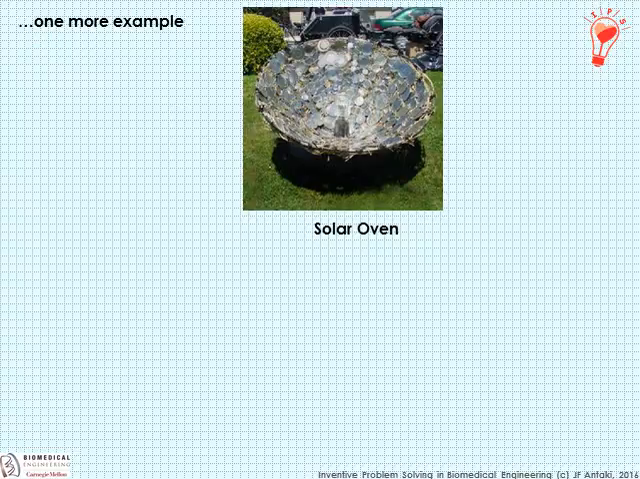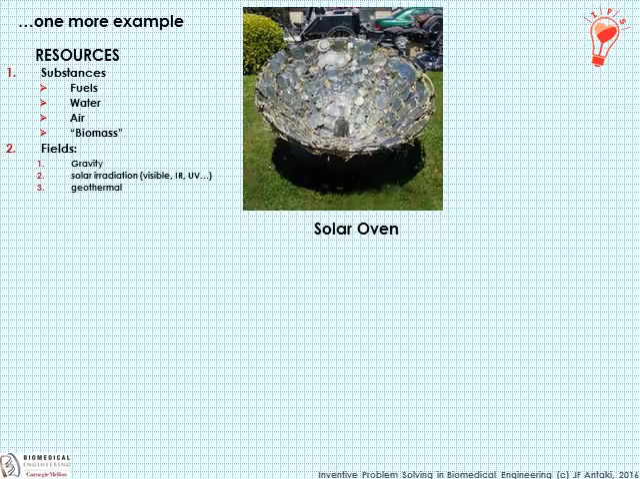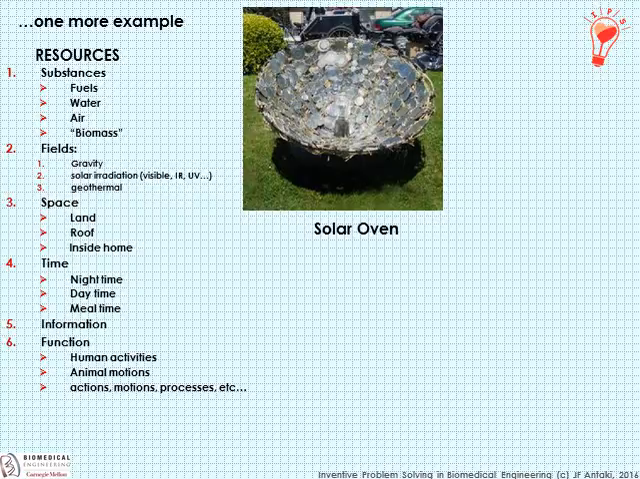One last example of using a function means tree to solve the problem of an affordable solar oven. First, we enumerate, identify and catalog resources: substances, and the fields, space, time, information, and functions. This is just a subset. Then we recognize that there are three major functions. We need some source of energy, obviously, then a way of getting the energy from the source into the food, and then some way of holding the food.